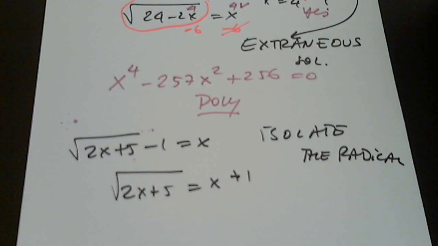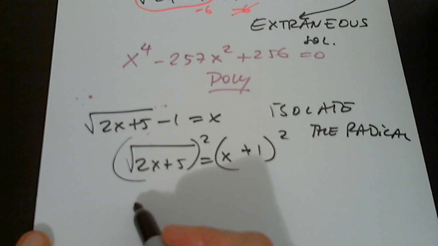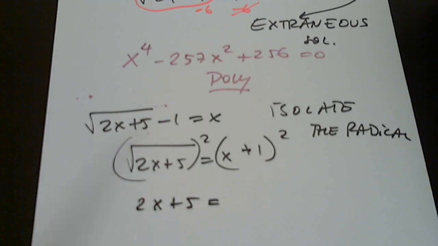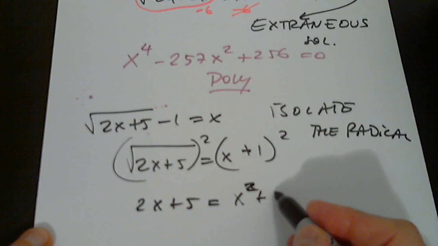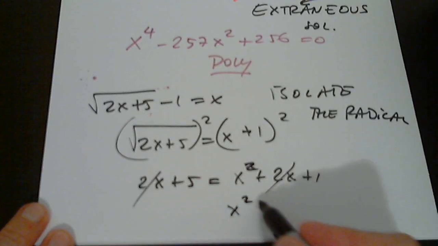Always make it easy. So now when I square the left-hand side, anyone? 2x plus 5. Excellent. The right-hand side, careful, please. Can anyone give us the right-hand side? X squared plus 2x plus 1. Excellent. X squared plus 2x plus 1. Luckily, I love it. I move 1 to the other side.